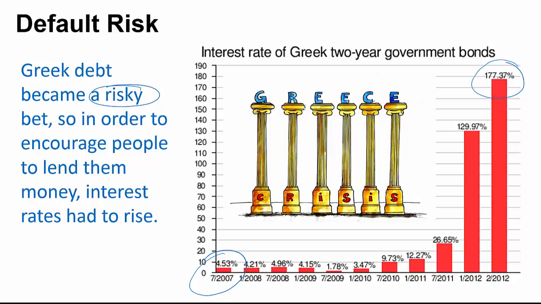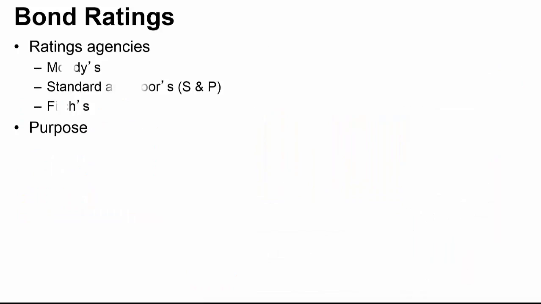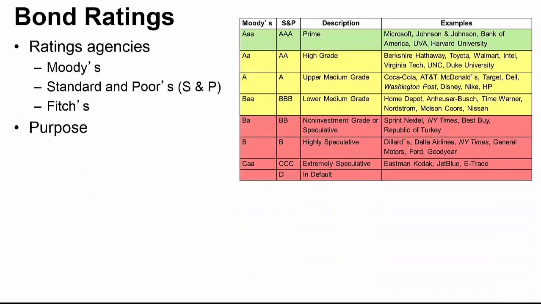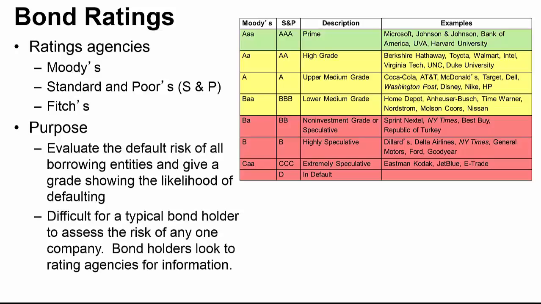And the reason for that is because to actually give somebody incentive to loan the money to Greece, they have to give them a high reward for doing that. Okay? Now, there are bond ratings agencies that help judge the risk of bonds. Okay? There's various ones: Moody's, Standard & Poor's, Fitch's. The purpose of these rating agencies is to evaluate the risk so that people who would like to save their money in the form of bonds will know exactly how risky they are.